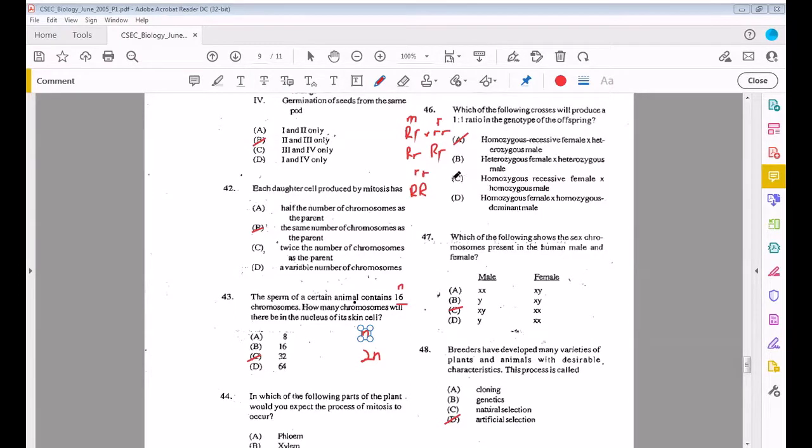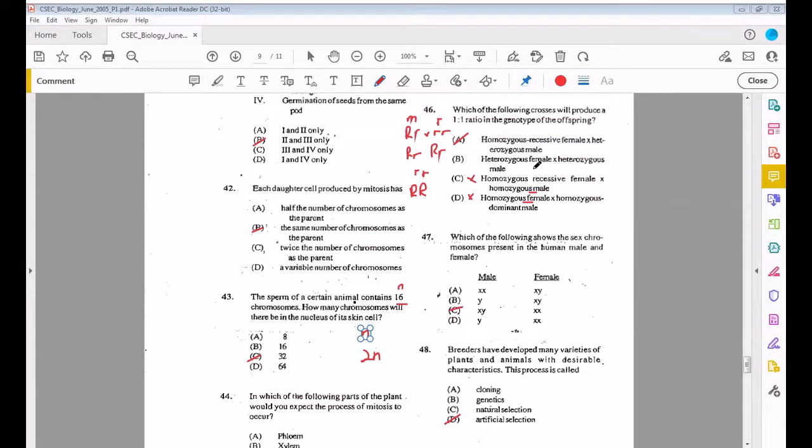So C and D are off the list because we don't know if the male is homozygous recessive or homozygous dominant. And D, we do not know if the female is homozygous recessive or homozygous dominant. So the answer would lie between A and B. Now remember, we're trying to get a 1-to-1 ratio, right? So heterozygous female, heterozygous male.